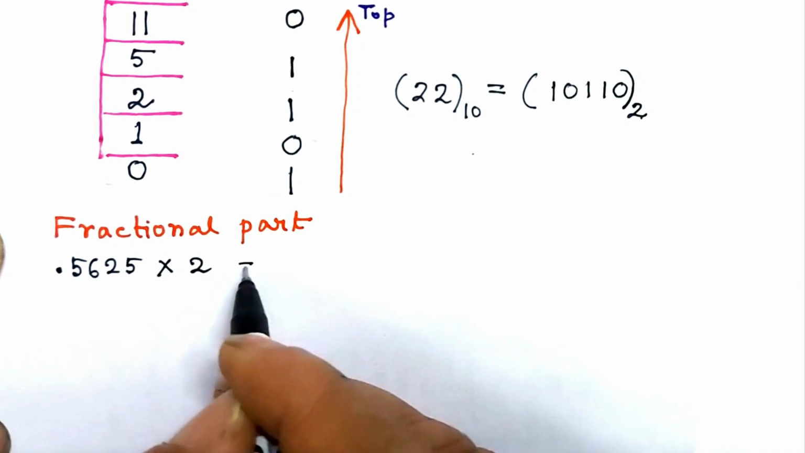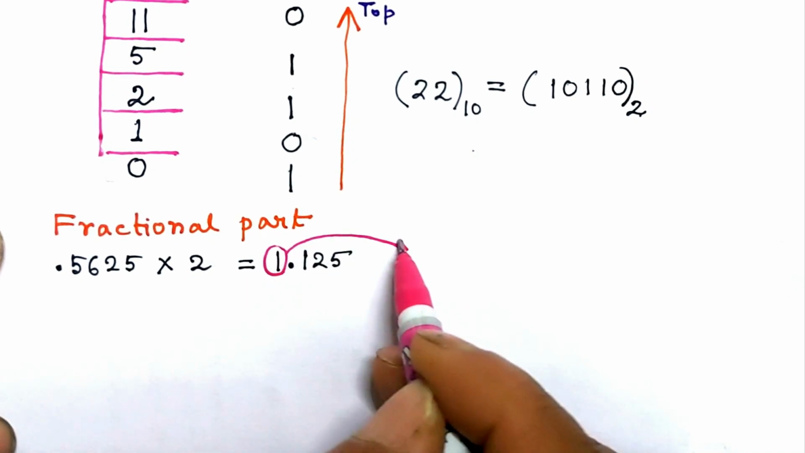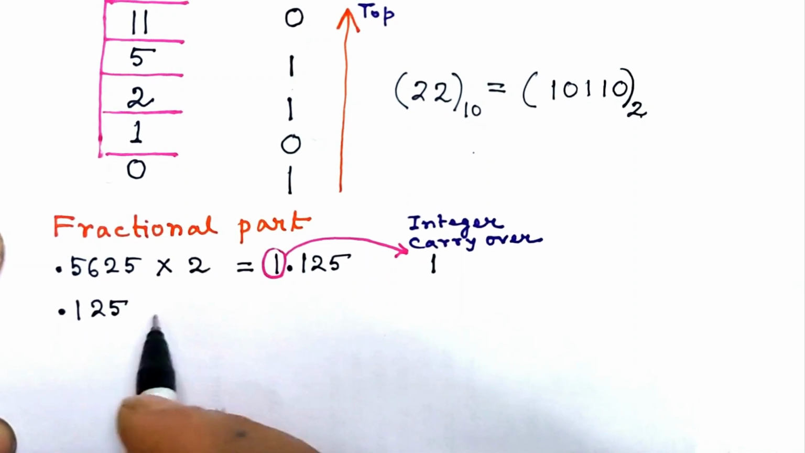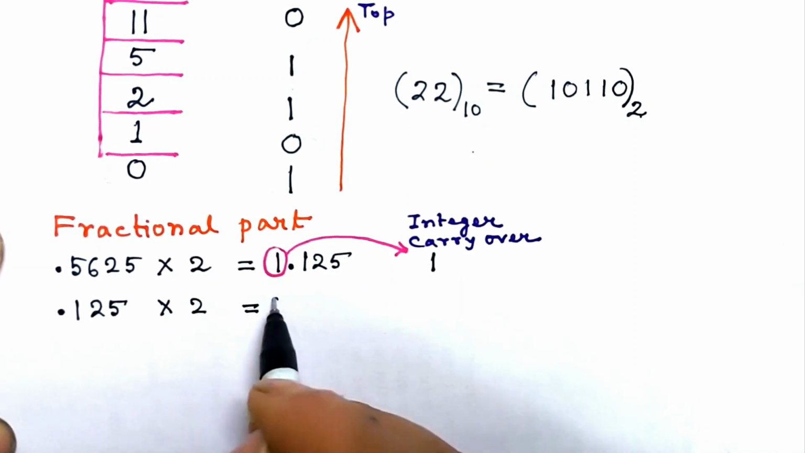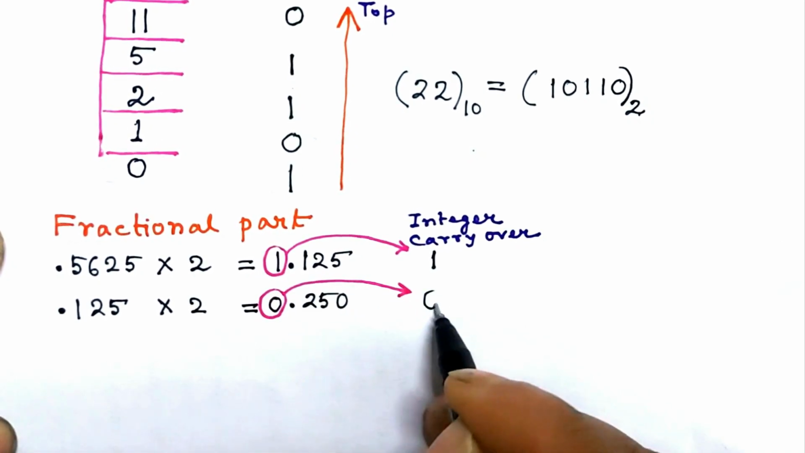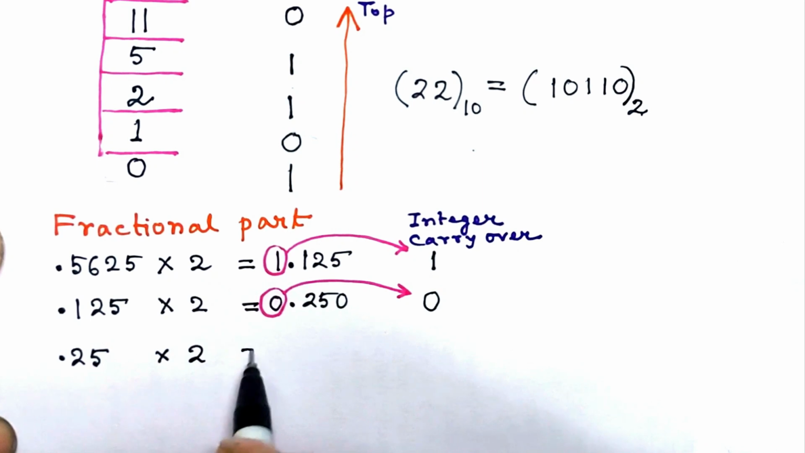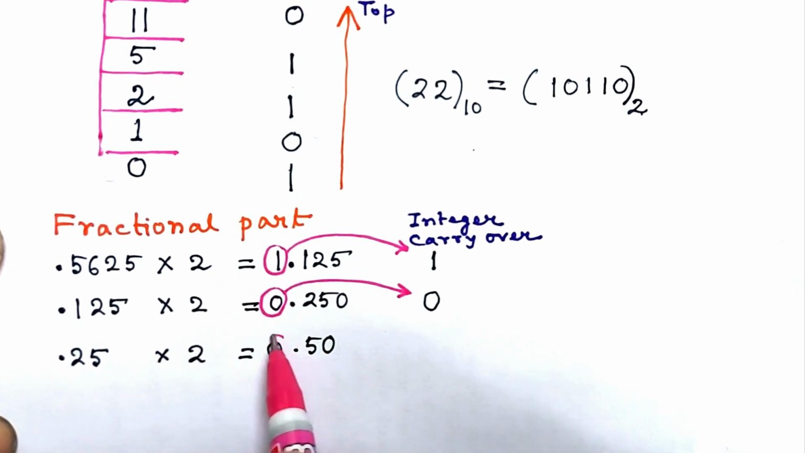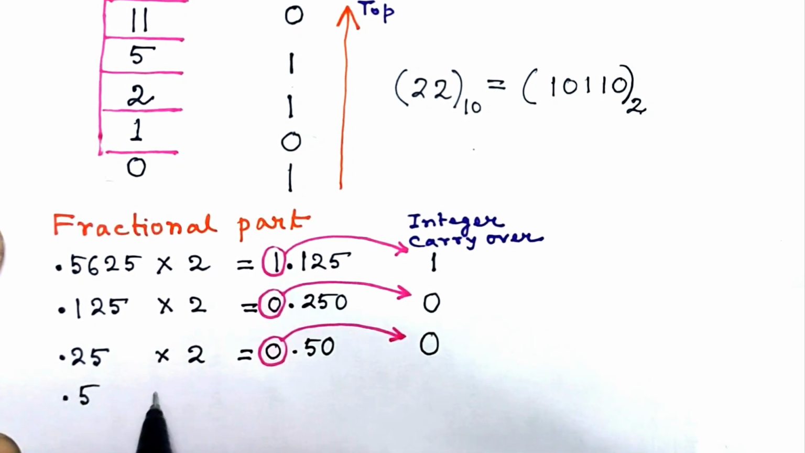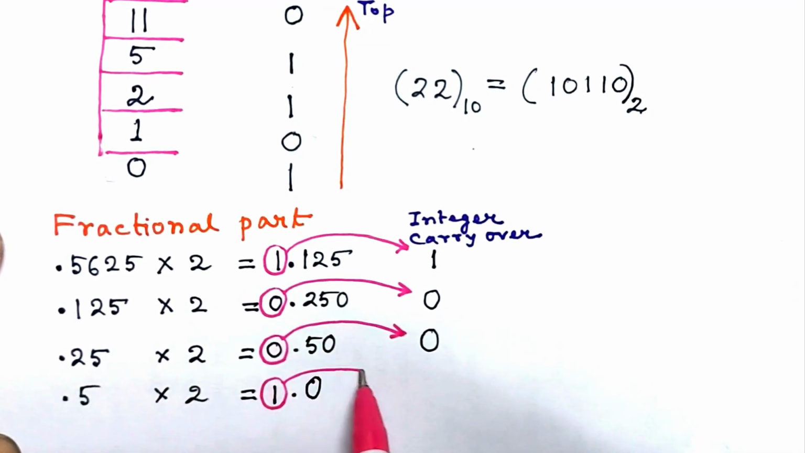Multiply by 2 to get 1.125. Integral part 1 is to be carried over. The fractional part 0.125 is multiplied by 2 and we get 0.250, and we carry over the integer part 0. The fraction part 0.25 is to be multiplied by 2. We get 0.50 and carry over the integer part 0. 0.5 is the fractional part. Multiply by 2 to get 1.0 and we carry over the integer 1.